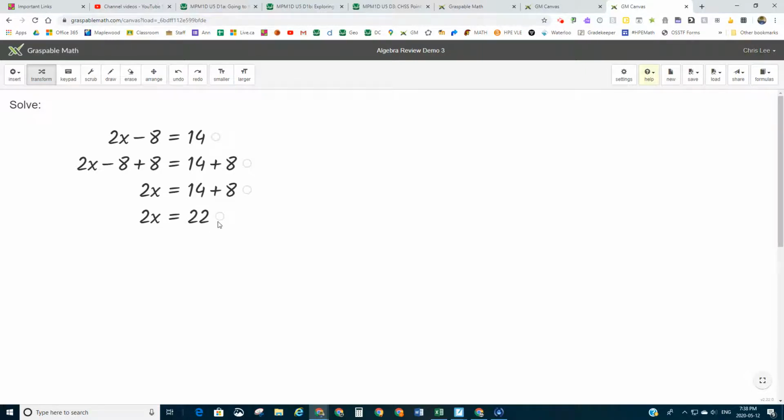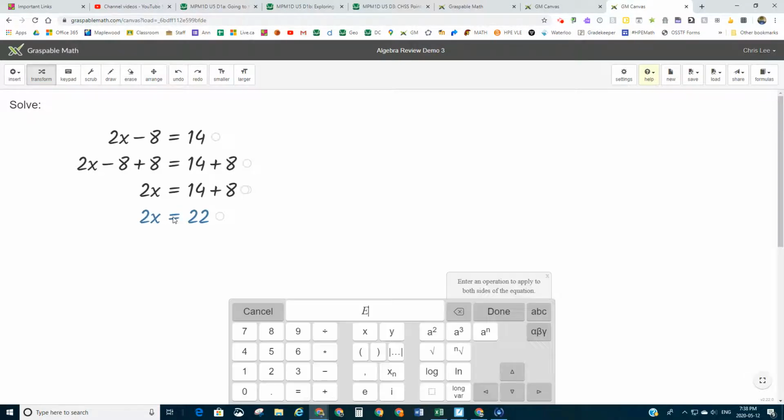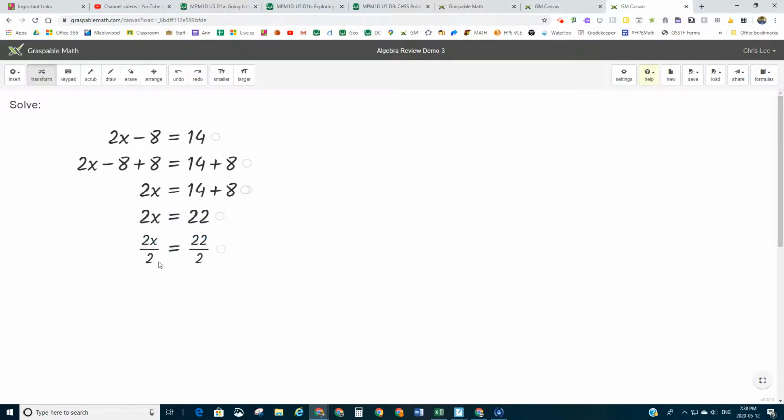Now, 2x equals 22. Since it's 2 times x, I have to do the inverse operation and divide both sides by 2. So I'll click and hold the equal sign again and push divide by 2. And then on the left-hand side, of course, 2x divided by 2 is x, and 22 divided by 2 is 11. And so I would get that x equals 11.